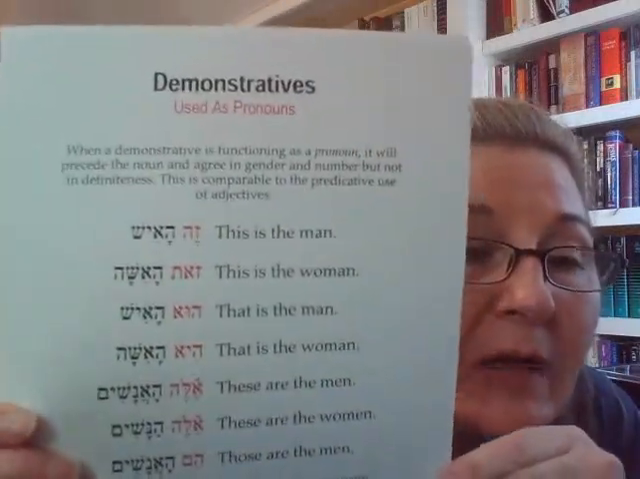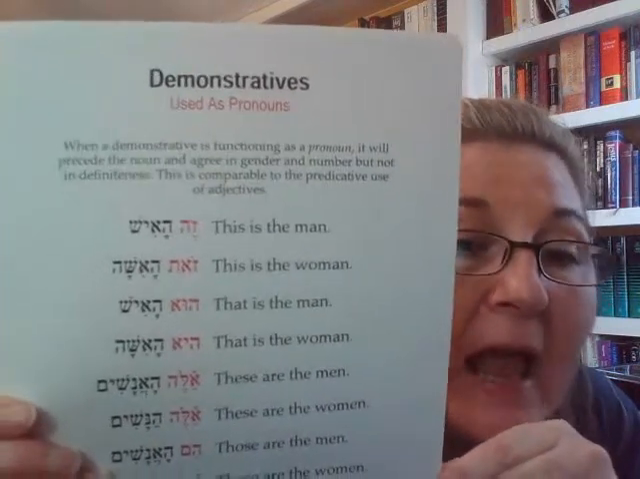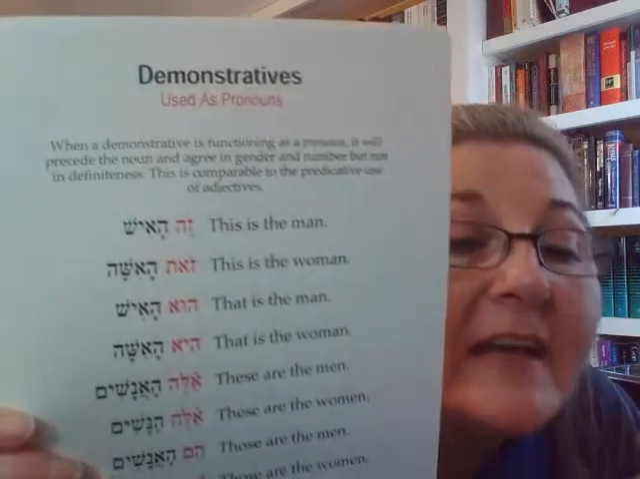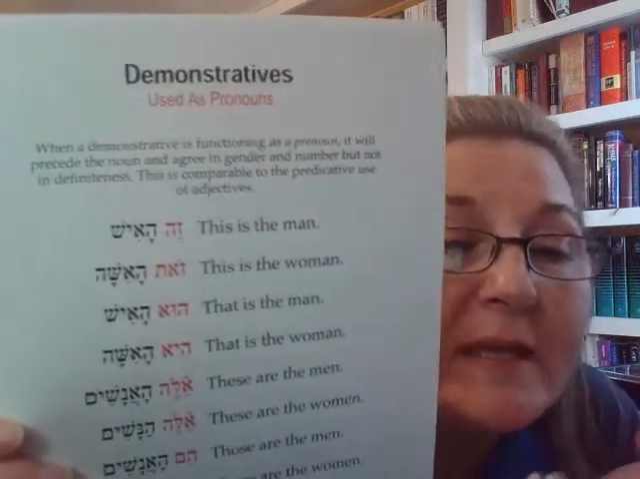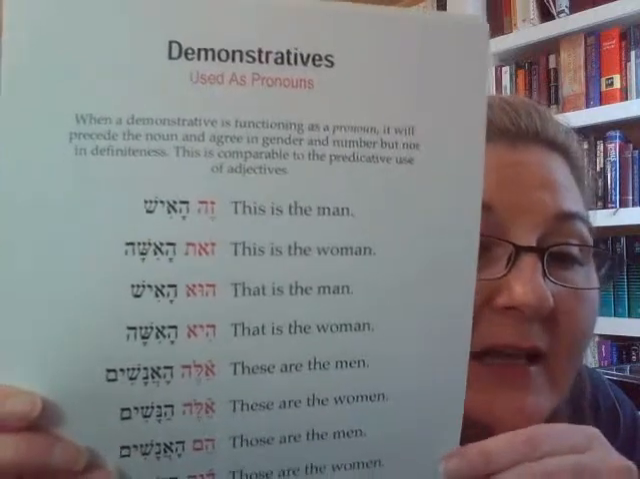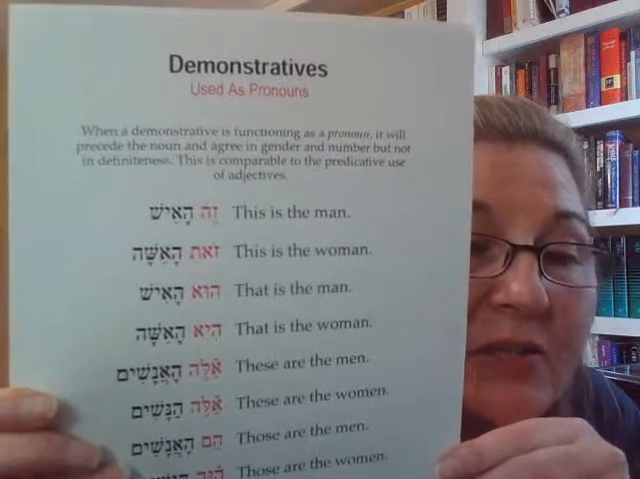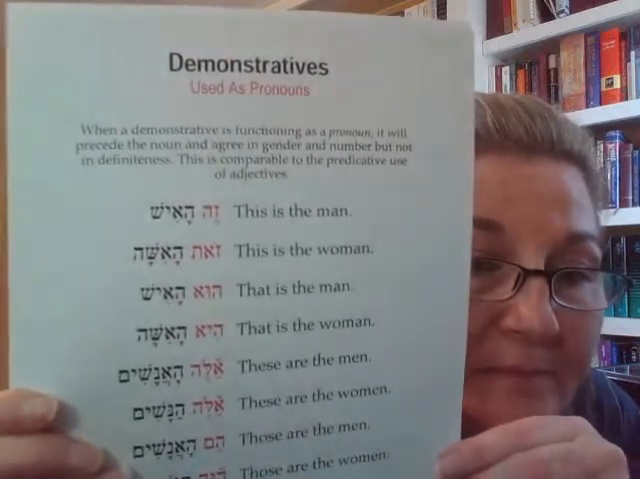So, a very wooden translation of this is "this the man." And we have to supply the "is," the verbal form of to be. This is the man. Zot ha'isha. This is the woman. So we do translate the definite article here.